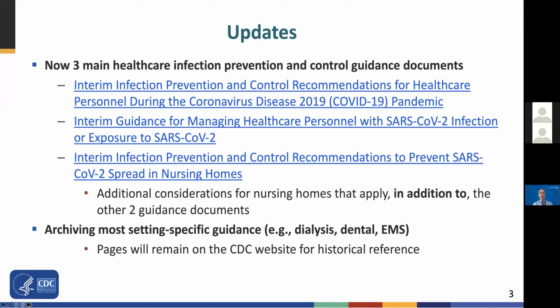Then the second is interim guidance for managing healthcare personnel with SARS-CoV-2 infection or exposure. That's what we call our occupational health guidance, and it talks about things like return to work and exposures among healthcare personnel. And last but not least, the only remaining setting-specific guidance that will remain up is the nursing home guidance. This contains additional recommendations beyond what's in the general IPC guidance.